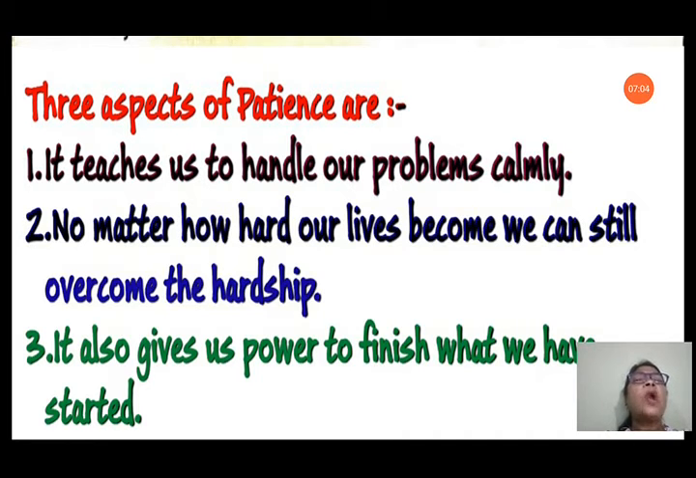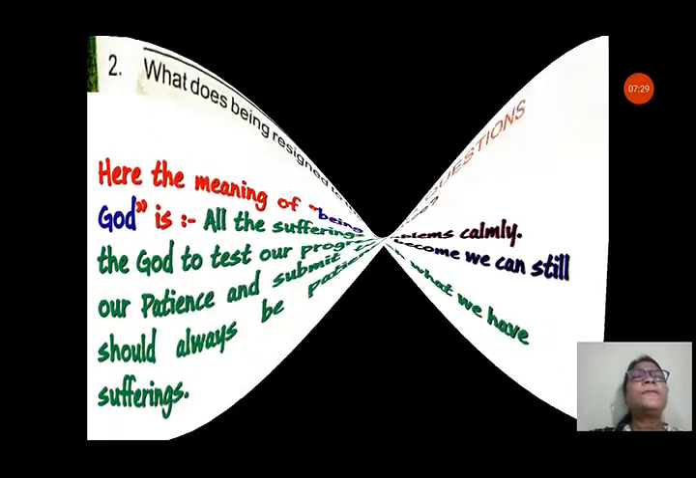Second is, no matter how hard our lives become, we can still overcome the hardship. So we should be determined that I can overcome all the hardships that come in our life, and then it will be nice. Third is, it also gives us power to finish what we have started. So we should always have the power to finish what we have started. That is also showing patience.